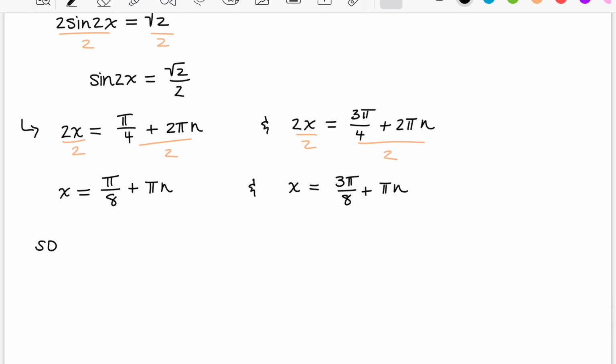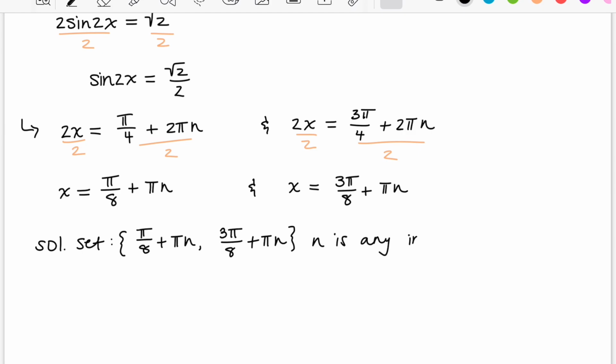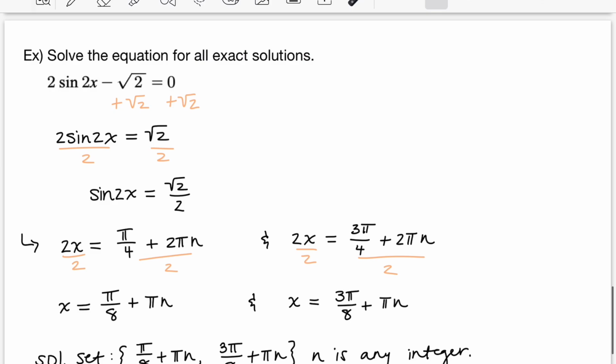So this tells us then that our solution set is going to be pi over 8 plus pi n, and 3 pi over 8 plus pi n. And this is where n is any integer. So in this case, this would be all of our exact solutions. We're including many, many multiples of pi.